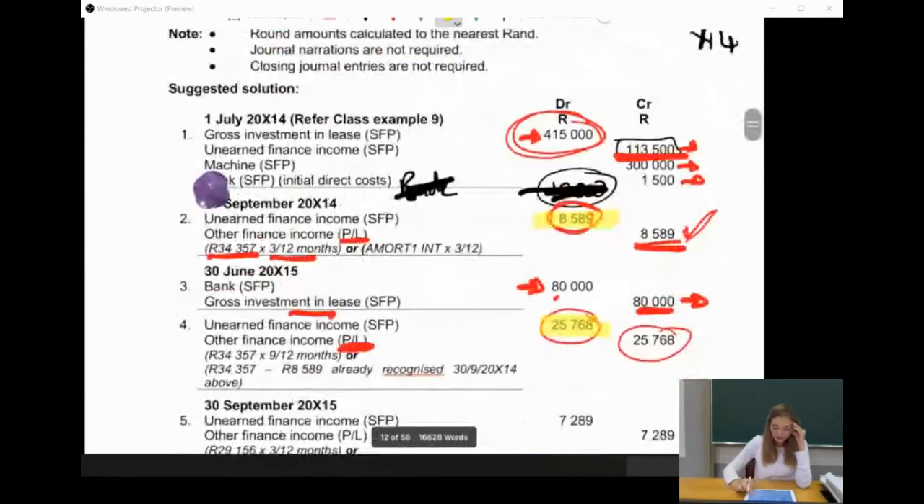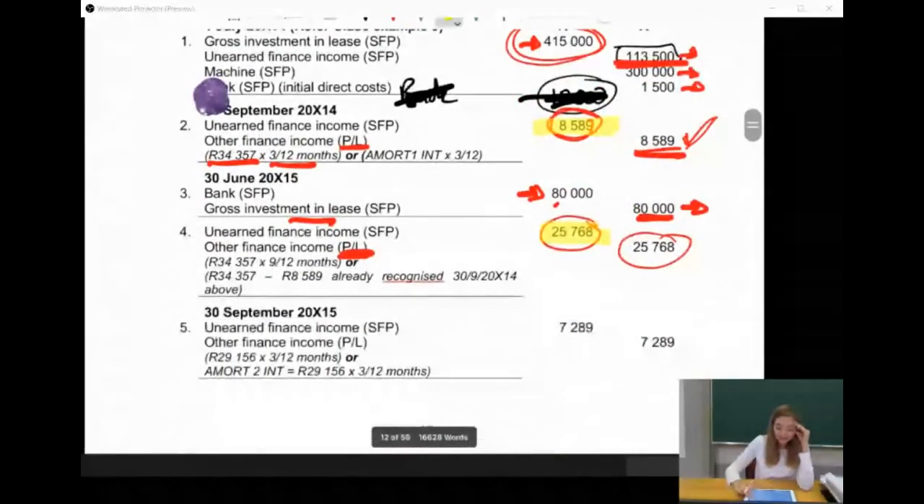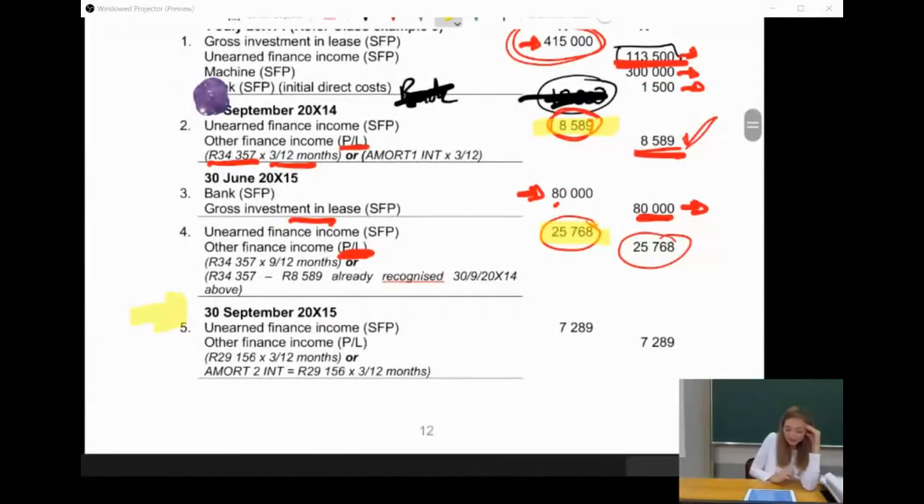Okay, and then the same happens again at the end of the next financial year. Now again, we have to say, okay, payment 2, the interest portion of payment 2, some of that we've earned already, we have to accrue for that, and we accrue for that by releasing it from unearned finance income, and the rest we'll only earn next year.